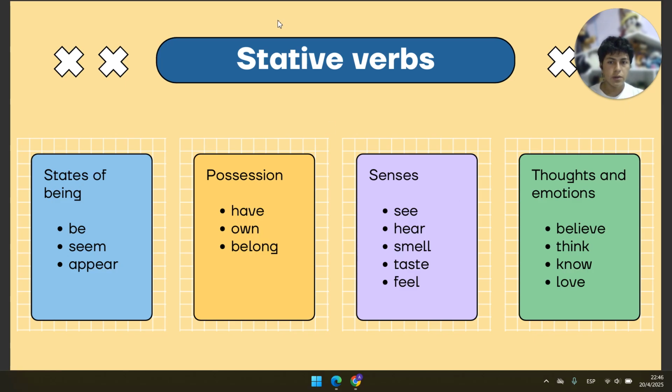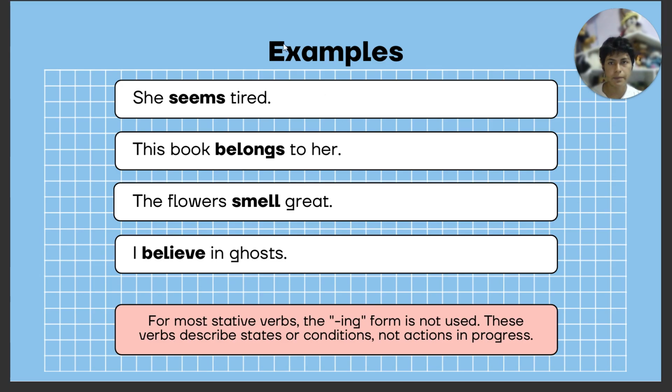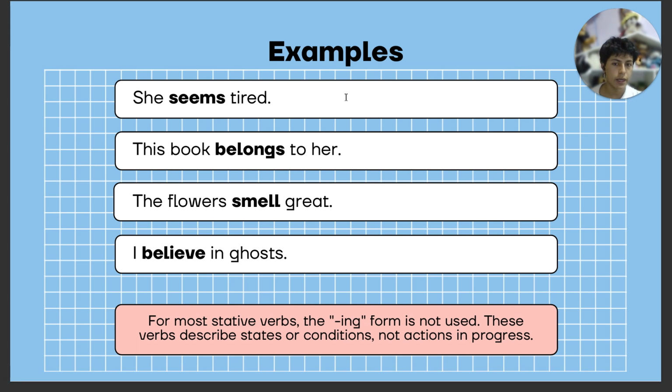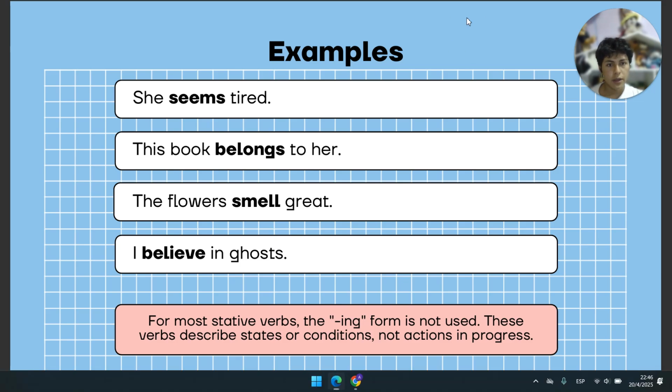And finally, thoughts and emotions. These describe mental states and feelings. For example, believe, think, know, or love. Examples: she seems tired. This book belongs to her. The flowers smell great. Or I believe in ghosts.